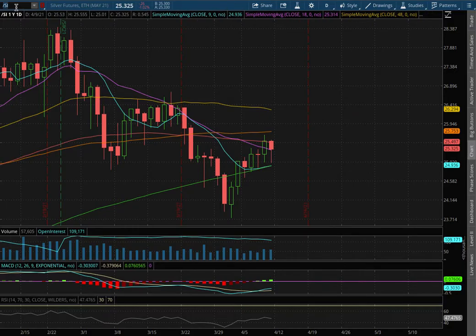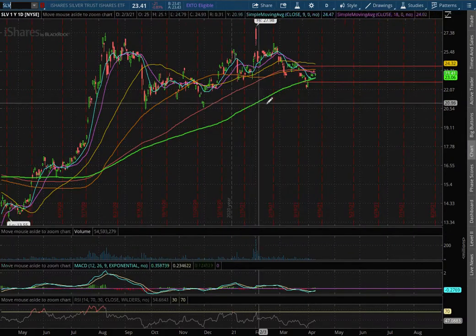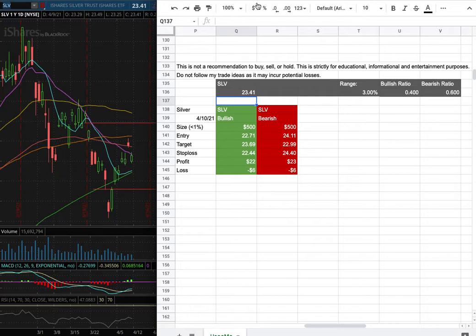As for the trade idea of the week, I'll be trading SLV, and my position size for it is less than 1% of my portfolio, and my long entry is at $22.71, and that is this range here. My sell target is at $23.69, and my stop loss is at $22.44.